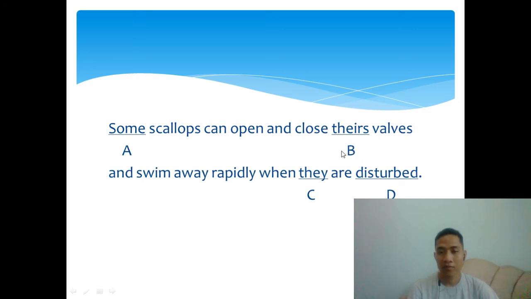Just to explain option A, some, no problem, because some is followed by a plural noun, scallops. And option C, there's no problem because we need to use the subject they, not them. Why? Because the position of the pronoun here is before the verb are. And option D is no problem because this is a past participle. Remember, in our discussion in the previous meetings, to be should be followed by a past participle. There's no problem with option D.